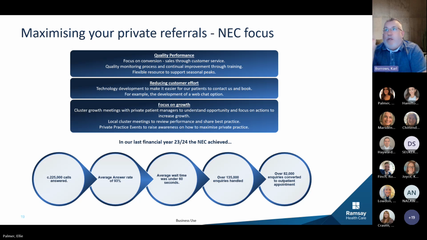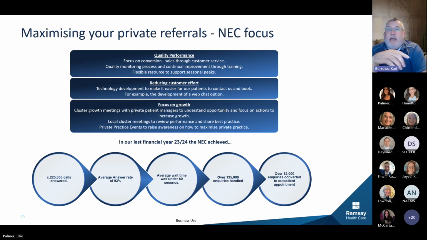And then the last focus for the NEC is all about growth. So each month our team leaders meet with PPMs from the different regions. We've got 6 regions around the country. We've got 6 team leaders, so they've all got 1 each. And they build relationships with those guys.